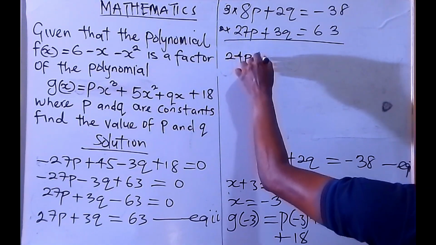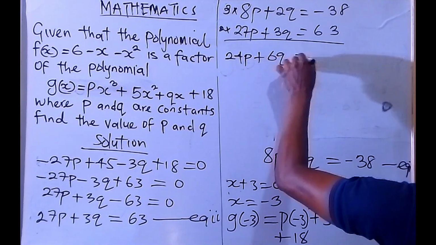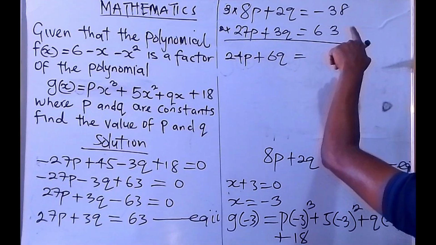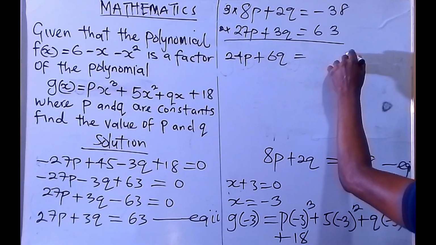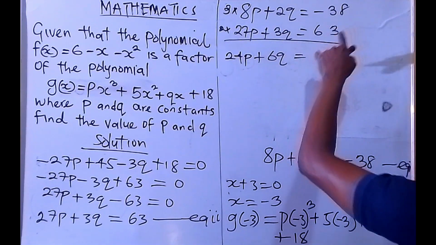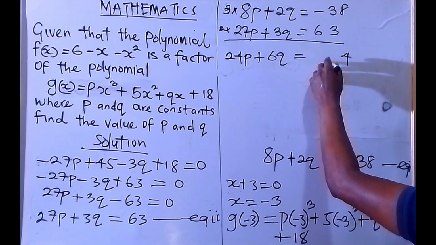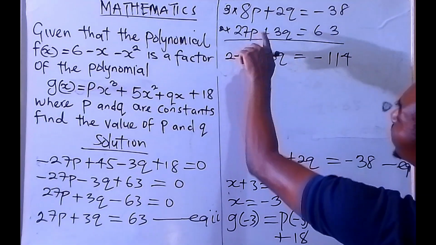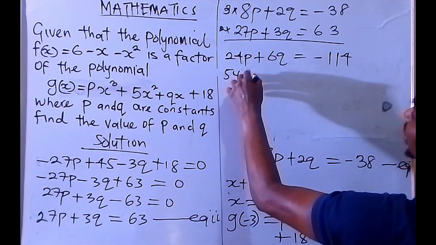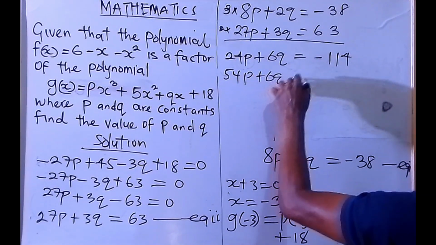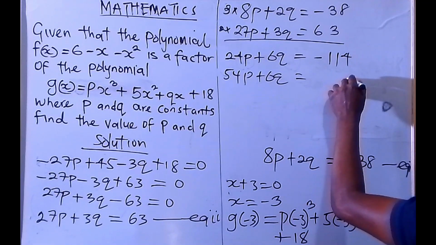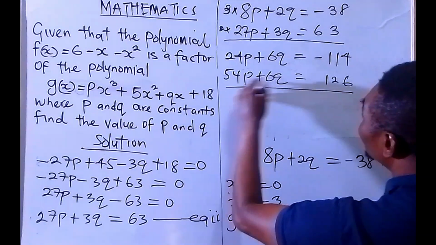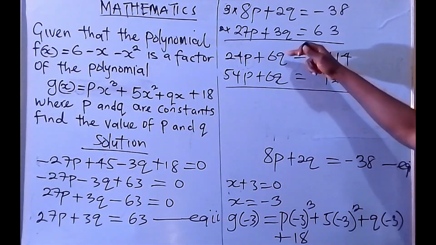So I'm going to have 24p plus 6q is equal to, so 3 times 38 is 114, so we have minus 114. Then this will be 54p plus 6q is equal to 126. So at this point, you can see that we can eliminate q.